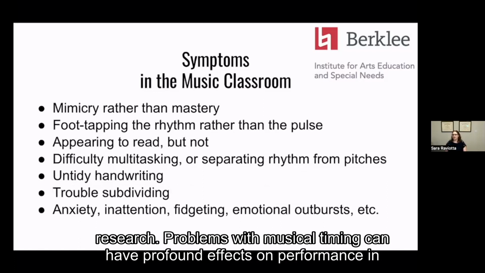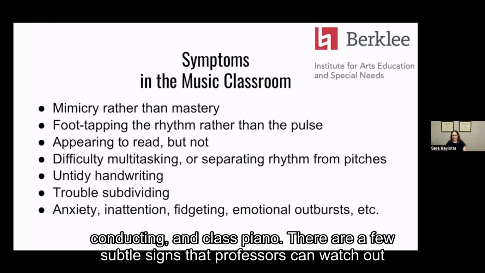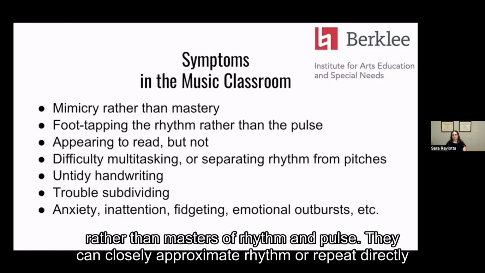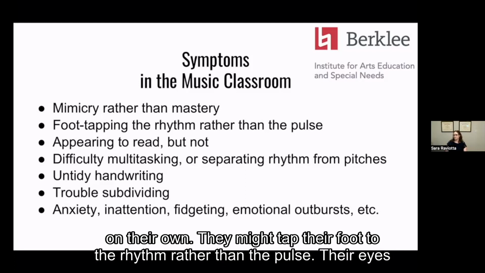Problems with musical timing can have profound effects on performance in college music classrooms, particularly in core music classes like ear training or aural skills, conducting, and class piano. There are a few subtle signs that professors can watch out for. Students with neurodevelopmental disorders tend to become masters at the art of mimicry rather than masters of rhythm and pulse. They can closely approximate rhythm or repeat directly after the teacher, but have a hard time recreating the rhythm or tapping their foot to the beat on their own. They might tap their foot to the rhythm rather than the pulse.